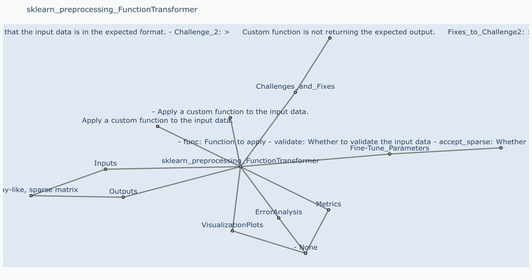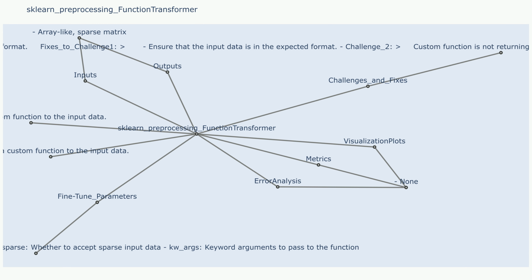check_inverse. This parameter checks if the inverse function, if defined, is valid. If set to True (default), it will verify that the inverse transformation correctly restores the original data. kw_args. This parameter allows you to pass additional keyword arguments to your custom function.